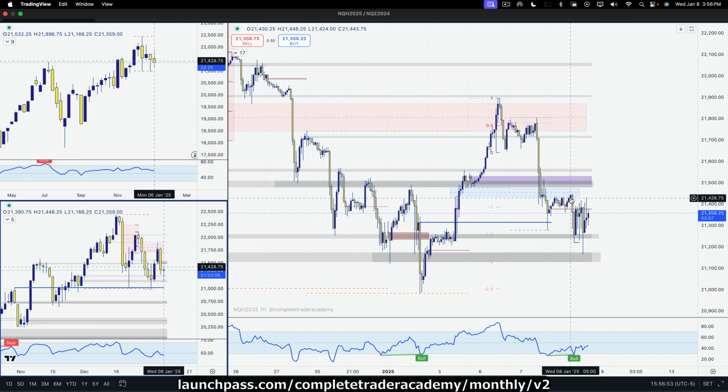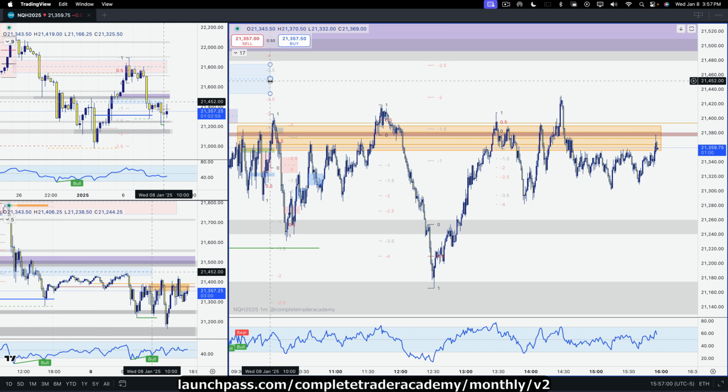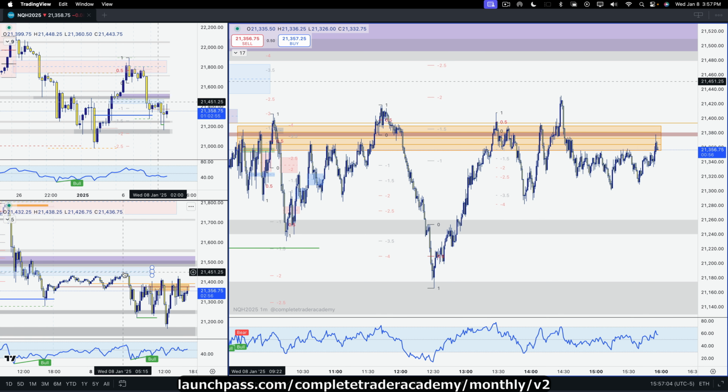So while we're sleeping, we used the 4-hour. See this 4-hour imbalance right here? I got it highlighted and dragged out. So look on the 15 minutes, pretty clean. You can see that we're using that as resistance, right? So these are just lower lows and lower highs.